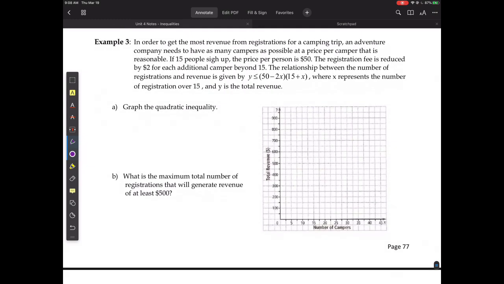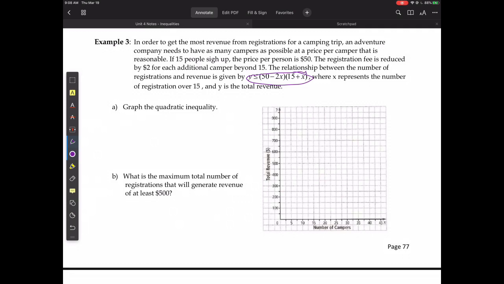All right, for example 3, in order to get the most revenue from registrations for a camp, an adventure company needs to have as many campers as possible at a price per camper that is reasonable. If 15 people sign up, the price per person is $50. The registration fee is reduced by $2 for each additional camper above 15. So it gives us what the equation is, and we're going to graph out this inequality.